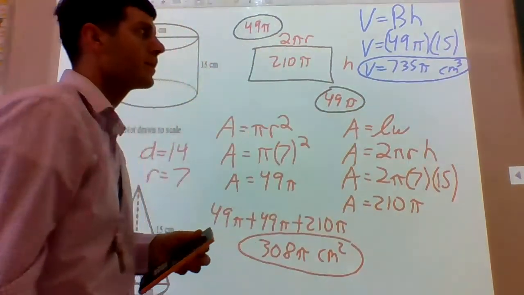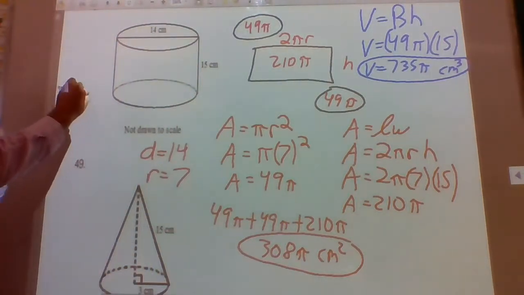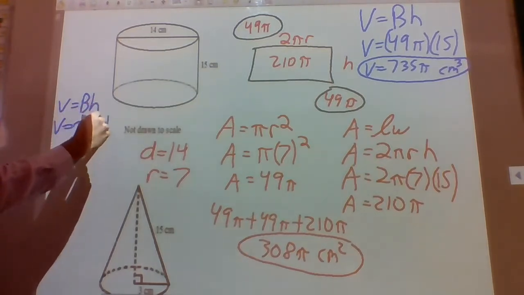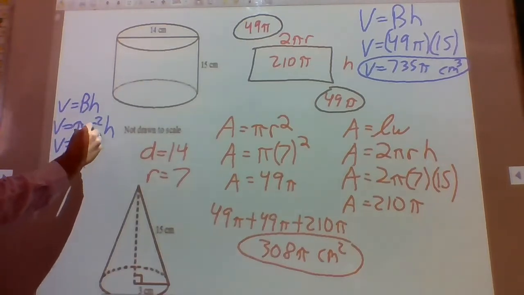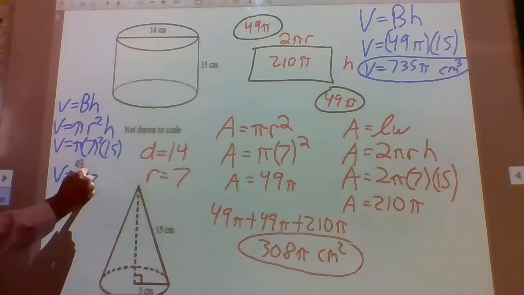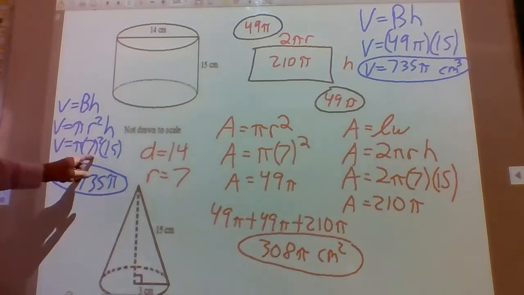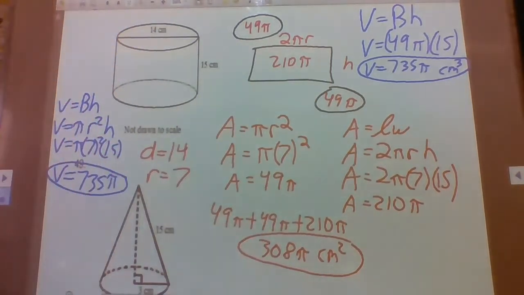The other way we can think of it is that the area of the base is a circle, so V equals pi r squared h. That's pi times 7 squared times 15, which gives us 735. Either way works. We already know that pi r squared is 49 pi.